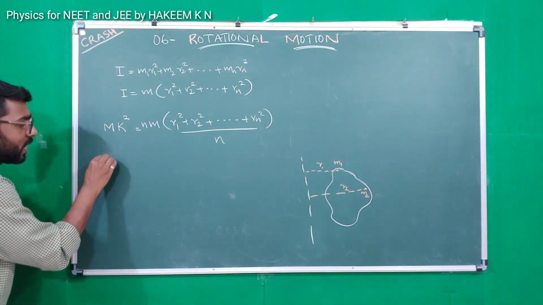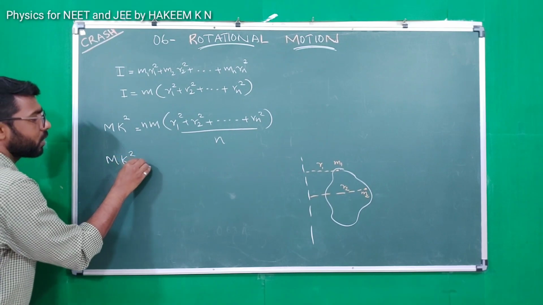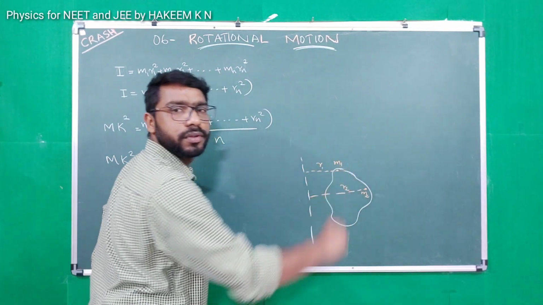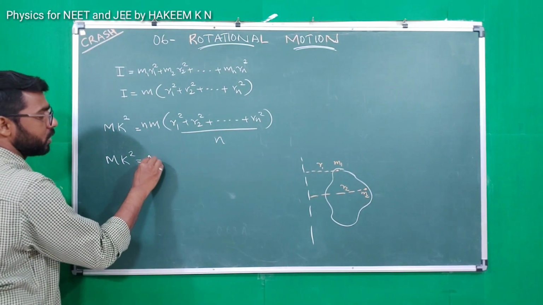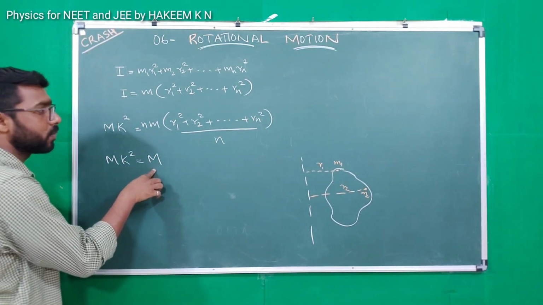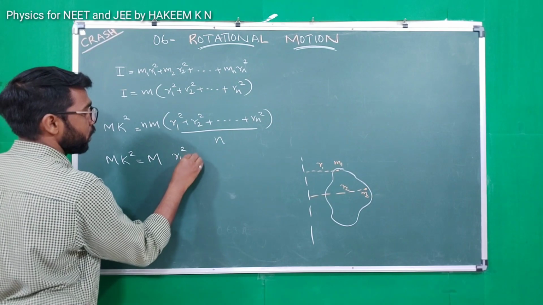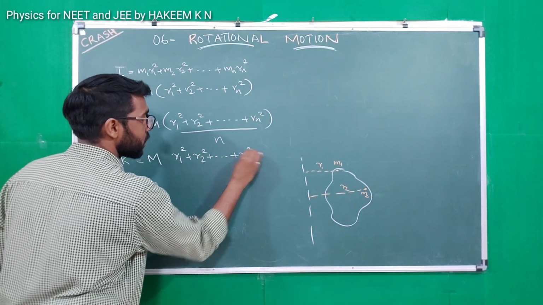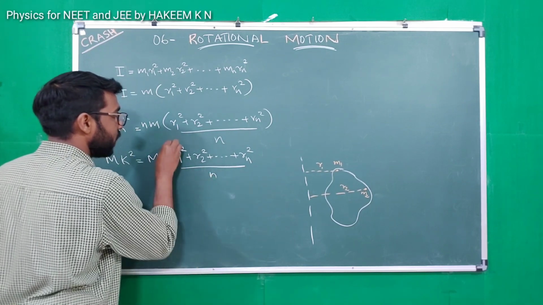So we can say m k square equals n into m, which means the total mass of the system or body, that is capital M, into r1 square plus r2 square plus etc. plus rn square divided by n.